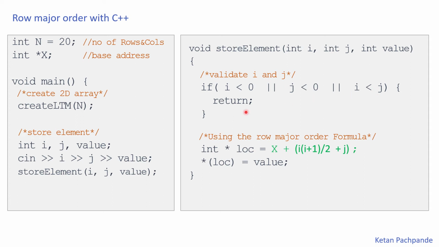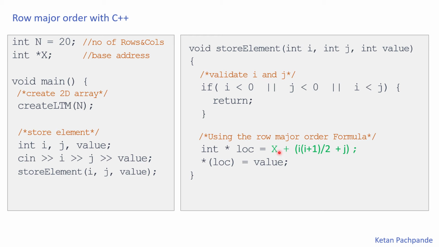Now, if it is not above the principal diagonal, we are actually going to calculate the location of this element in the 1D array, and then at that location, store the given value. So I'm going to use the same formula here that we have derived for the row major order. So the formula is i into i plus 1 by 2. With the help of this i and j, first I'll calculate how many elements are stored before this element in the one-dimensional array and just add the offset to it.